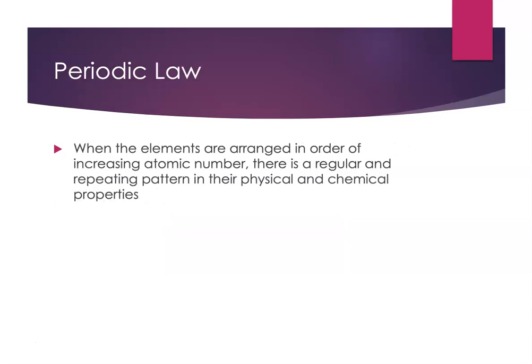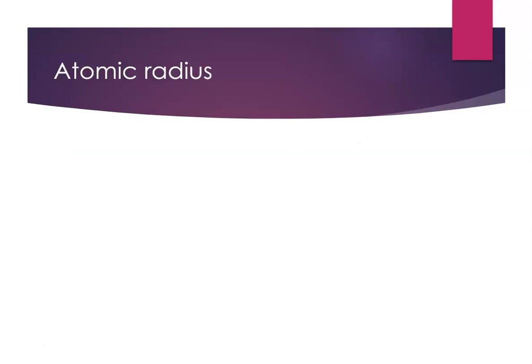So, the periodic law is the basis or the statement that says, hey, we've got periodic trends. When the elements are arranged in order of increasing atomic number, there's a regular and repeating pattern in their physical and chemical properties. So we're talking about atomic sizes. As we go from left to right, we can compare and predict the sizes of the elements. As we go down a column, we can compare and predict the sizes of the elements. That's what the periodic law is basically telling us. So, we're going to focus on atomic radius. Let's talk about what that is.